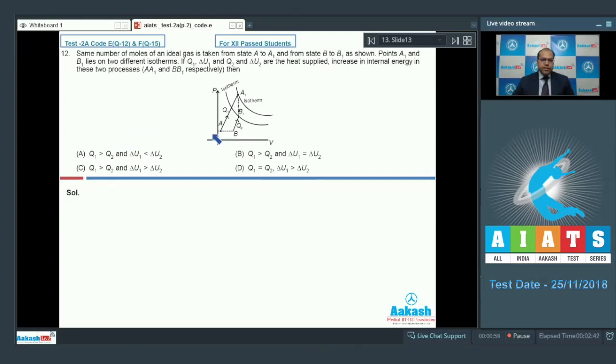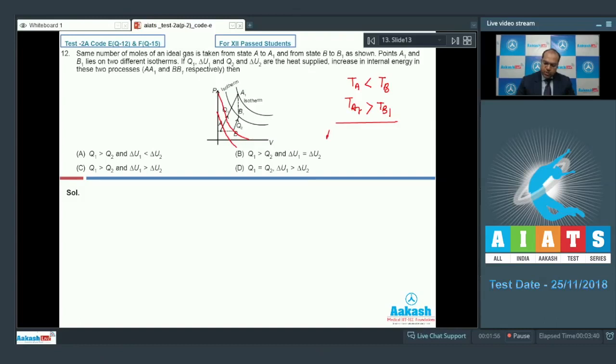So, as the temperature of the gas increases, the isotherm will shift in this direction. So I can say that the temperature of this isotherm is more than the temperature of this isotherm, or I can say that the temperature of point A1 is greater than the temperature of point B1. So, if I plot an isotherm passing through point B as well as an isotherm passing through point A, then I can say that the temperature of the gas at A is less than the temperature of the gas at B, and the temperature at A1 is greater than the temperature at B1.